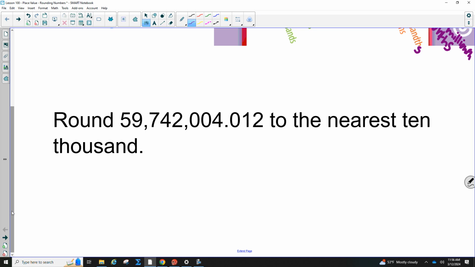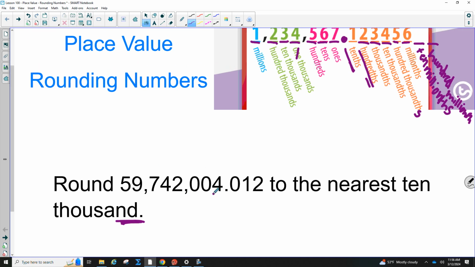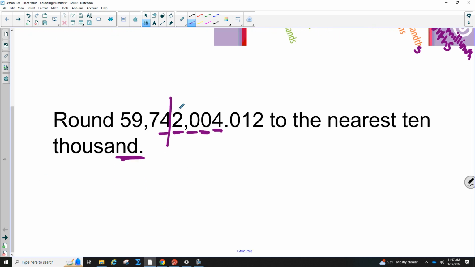59,742,004.012. Round to the nearest 10,000. Notice there's no TH, so we are going to the left of the decimal, the 10,000. Let's all say these together: this is the ones place, the tens place, the hundreds, the thousands, and the 10,000s. Whatever place they tell you to round to, put a line after that number. If the next number is a 5 or more, we round up. If it's a 4 or less, you just put this to 0.